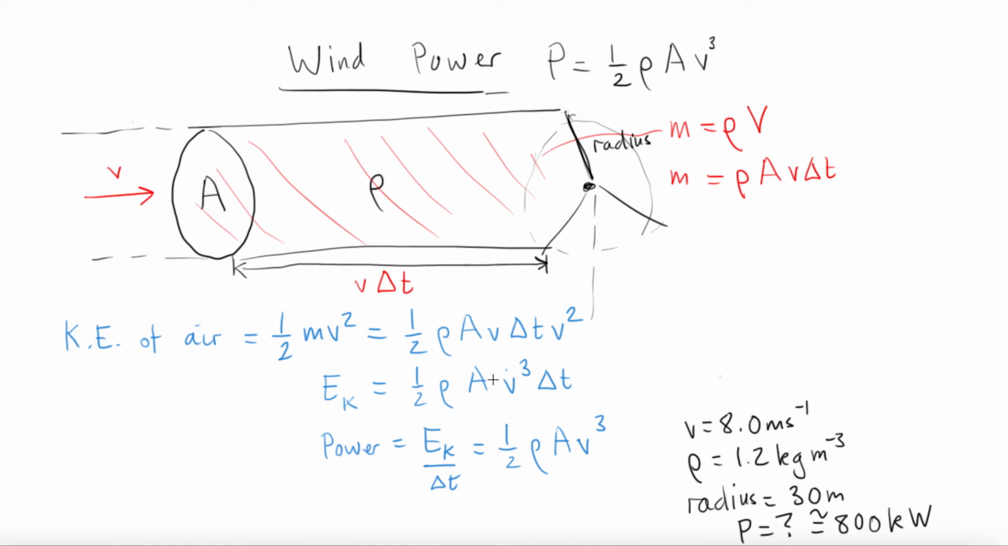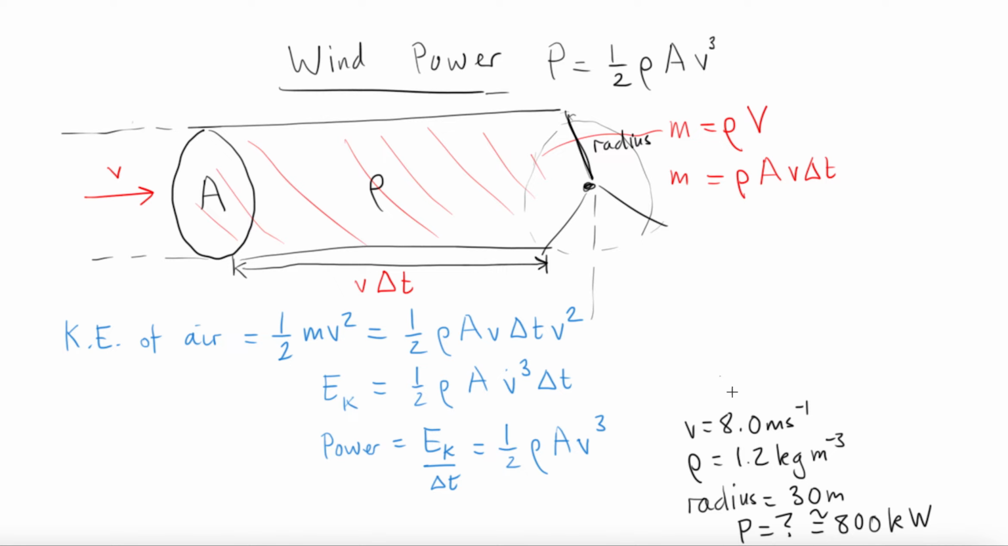Substituting this m into the kinetic energy formula gives a half rho A v delta t v squared, which means that the kinetic energy contained in this column of air is proportional to the cube of the wind speed, and it's also proportional to the surface area of the propeller, which is in itself proportional to the square of the radius of one of these blades. So the power generated, or the amount of energy per unit time, is a half rho, which is the air density, times A, which is the cross-sectional area of the blades, times the wind speed to the power 3.